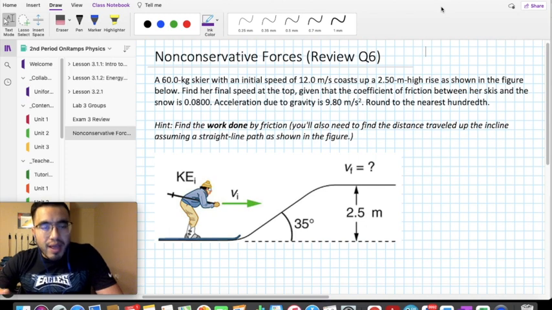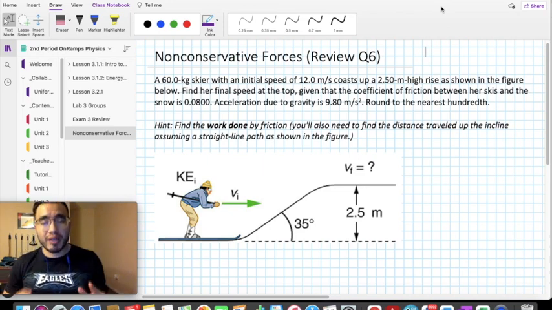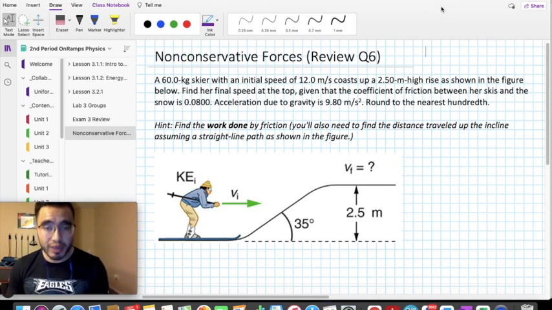It says, a 60 kilogram skier with an initial speed of 12 meters per second coasts up a 2.5 meter high rise as shown in the figure below. Find your final speed at the top. Given that the coefficient of friction between your skis and the snow is 0.08, acceleration due to gravity is 9.8 meters per second squared, round to the nearest hundredth. And then we have a hint, which is find the work done by friction. You'll also need to find the distance traveled up the incline, assuming a straight line path as shown in the figure.